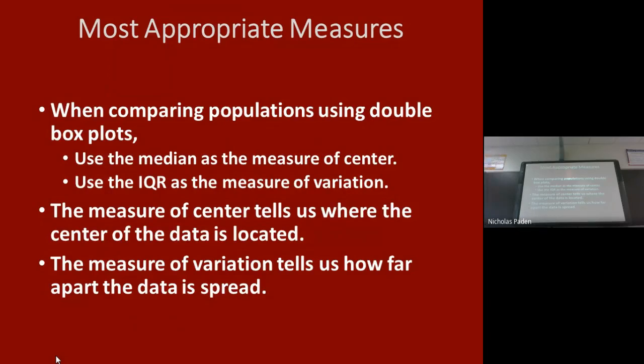Okay, remember the measure of center tells us where the middle or the center of this data is located. The measure of variation tells us how far apart they're spread out, how spread out the data is. Usually the closer together the data is, the better that is. That means all the numbers are easily used. Okay, so once you've got that down, let's look at our first example.